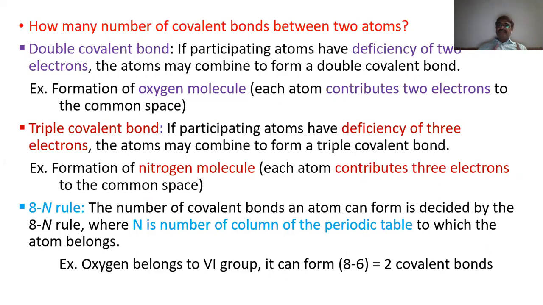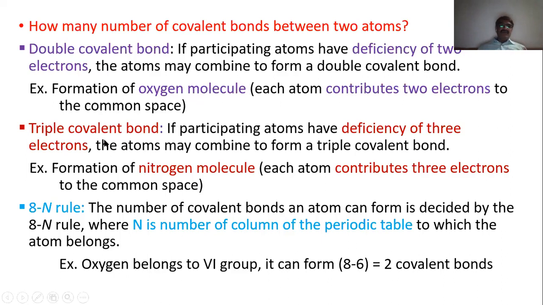See, in case of chlorine atom, both the atoms have a deficiency of a single electron. But if both the atoms participating in the formation of the covalent bond have a deficiency of 2 electrons, then what will happen? Then in that case, a double covalent bond will form. Two pairs will form, and this belongs to double covalent bond. For example, if two oxygen atoms come near to each other, both the oxygen atoms have two unpaired electrons. So two pairs of electrons are shared by both the oxygen atoms, and a double covalent bond is formed.